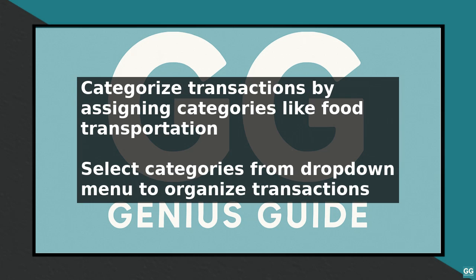Rocket Money also allows you to set budgets for specific categories. This involves setting a target amount for a particular category, and the app will track your spending and alert you if you go over budget. To set a budget, navigate to the Budgets section of the app and follow the prompts to set your target amounts.